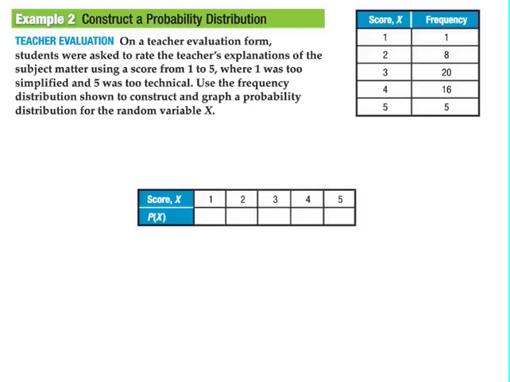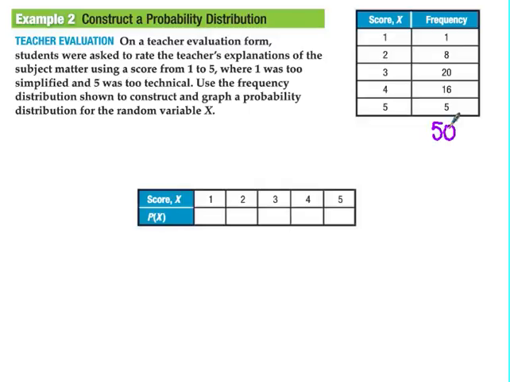The first thing we need to do, notice here are our scores. In the frequency column, I need to figure out how many forms were filled out, or how many students evaluated the teacher. There were 50 students that evaluated the teacher. Now for each of these scores, I'm going to assign a probability. And this below is what a probability distribution looks like.